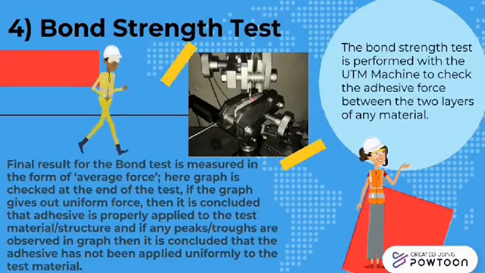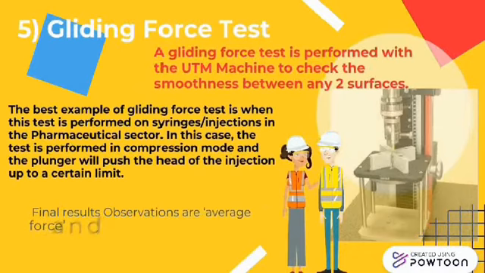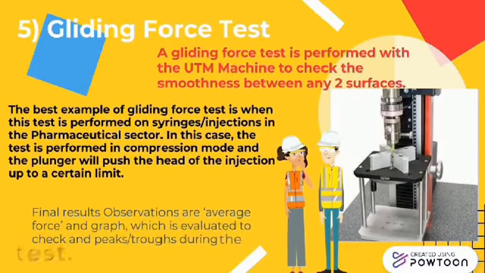The bond strength test. With the UTM machine, the bond strength test is carried out to verify the adhesive force between the two layers of any material. The gliding force test. To check the smoothness between any two surfaces, the gliding force test is performed with the UTM machine. The best example is when this test is performed on syringes or injections. In this case, the test is carried out in compression mode and the injection head will be forced to a certain limit by the plunger.